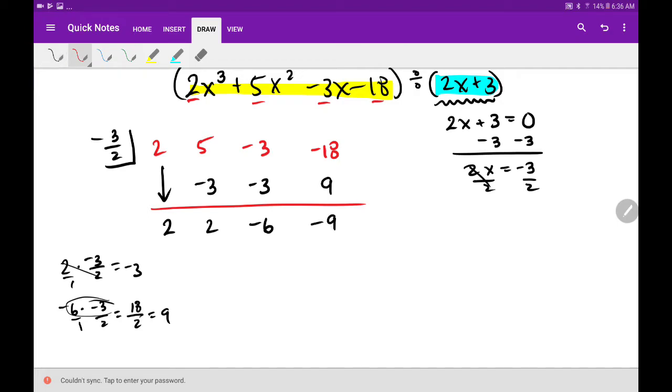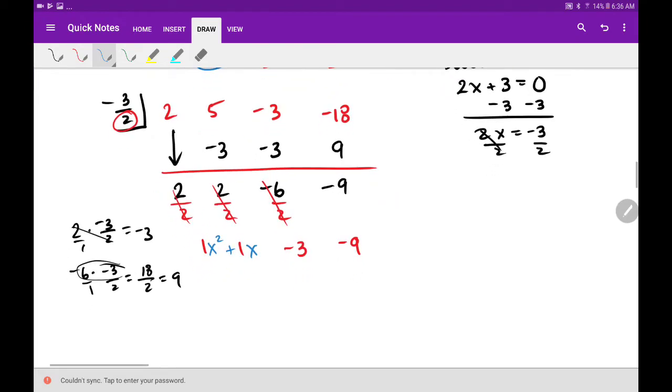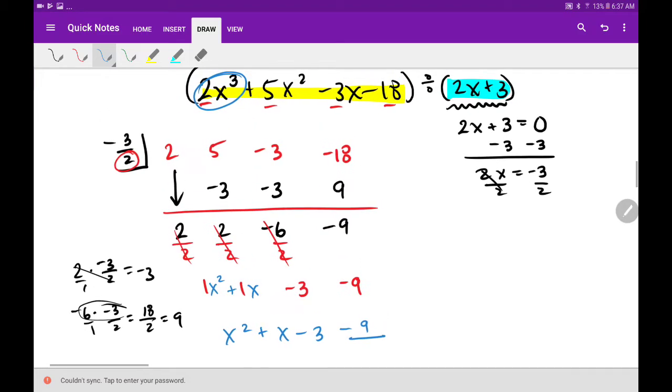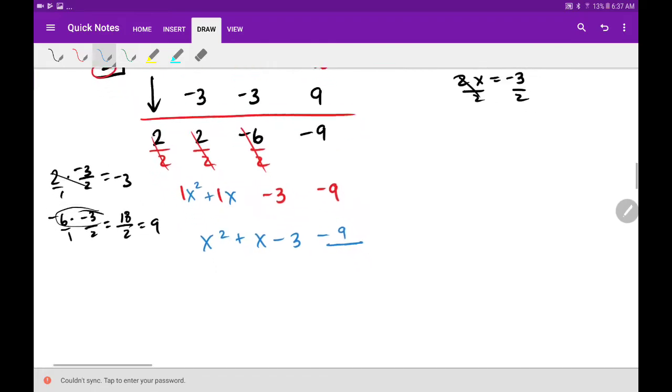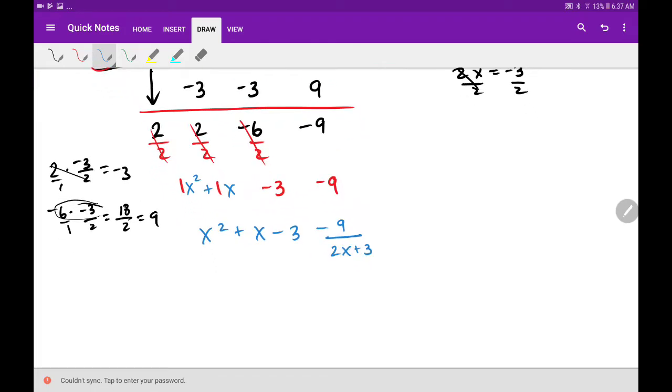And as mentioned before, divide everything except the remainder by the denominator here. So we get, that becomes a 1, that becomes a 1, that becomes -3, that's a -9. So, in our last step, as always, we'll drop the power of what we started with. We started with a cubic function, so we'll end with an x squared. Okay, and that's our remainder. So let's rewrite this guy: -9 over the divisor, 2x plus 3. That's our answer.